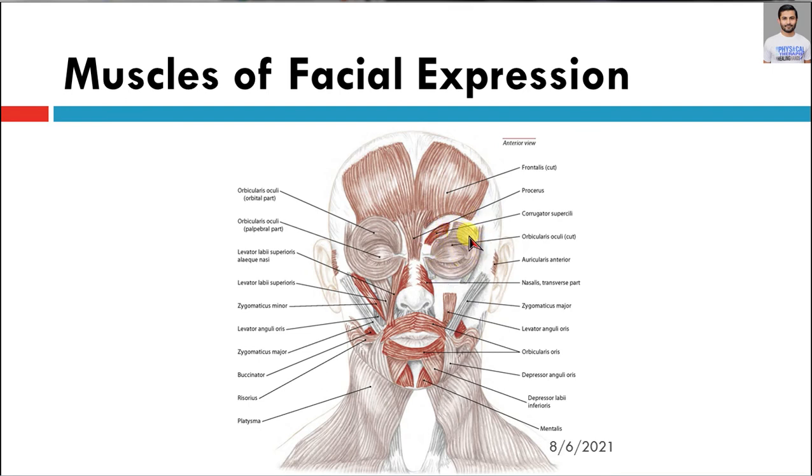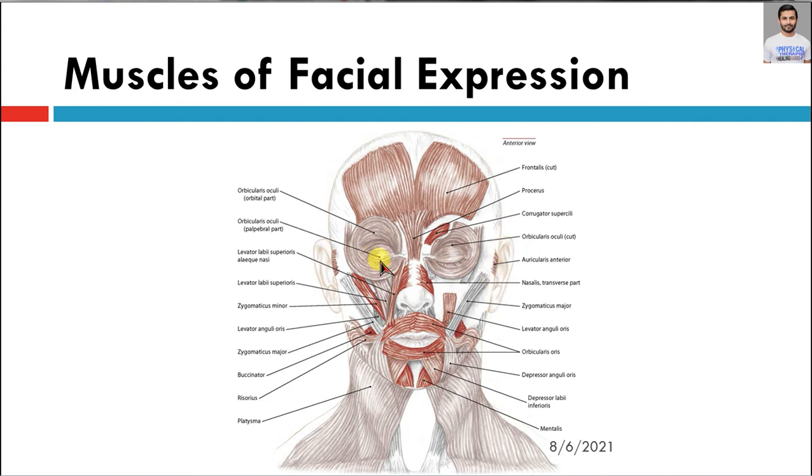So we have orbicularis oculi as well as orbicularis oris. The function of these muscles is that they act as a sphincter. When these muscles work, they help you close your eyes forcefully. Then you can see the auricularis muscle, which has anterior, superior, and inferior parts as well. This muscle is responsible for moving your ear. Some people can make use of this muscle very easily.